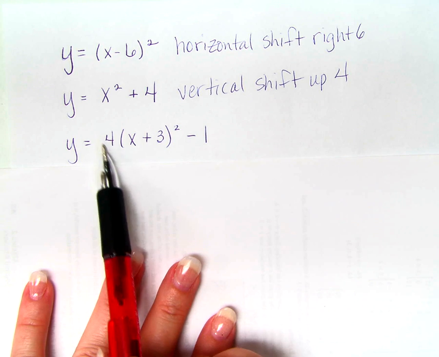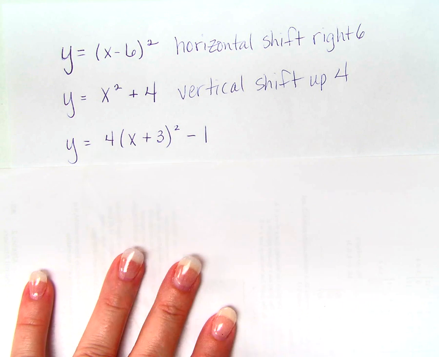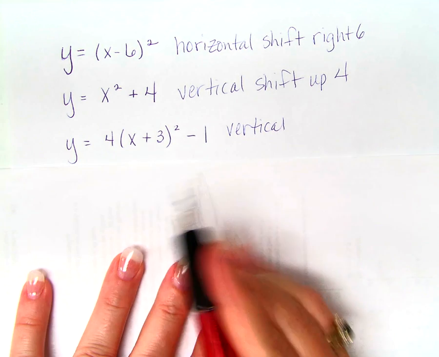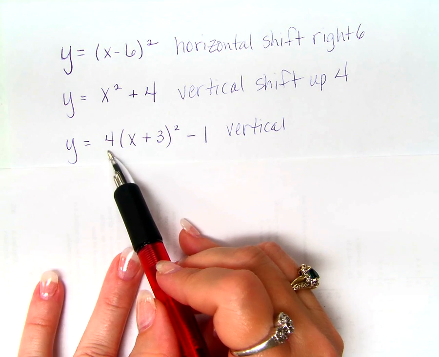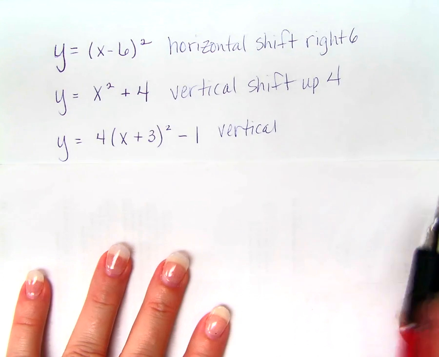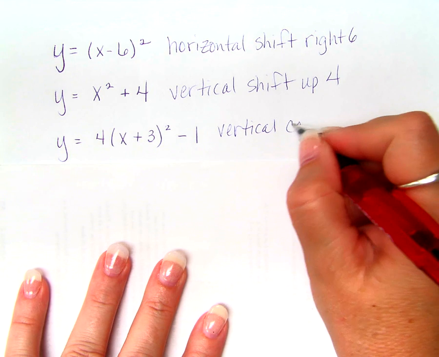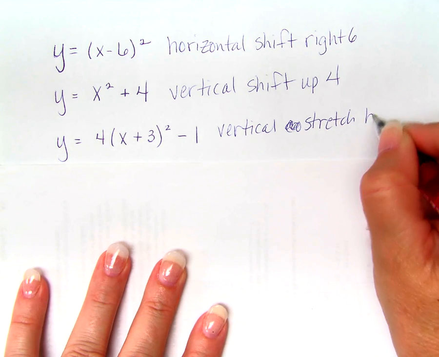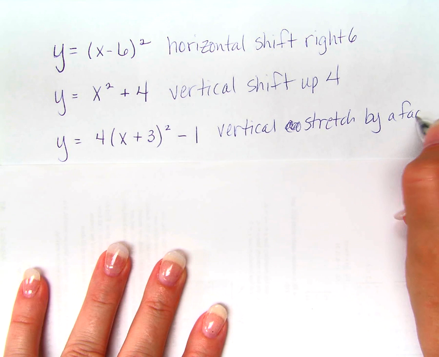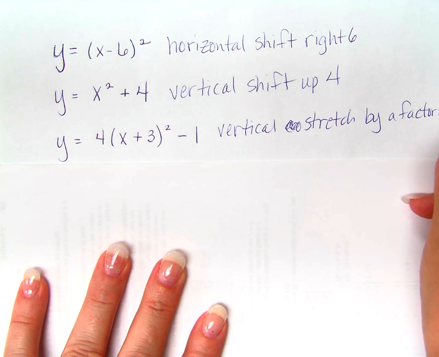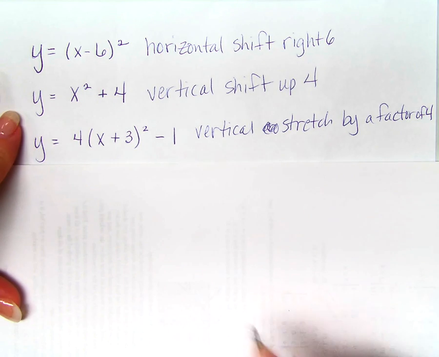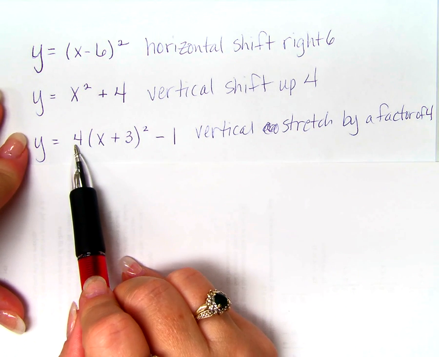Where there's a 4, it's on the outside of the main function. So that's going to be a vertical stretch or compression. Remember from the beginning of the year, this is greater than 1, so that's going to cause a stretch, and we say it's by a factor of 4. Okay? Going from left to right, we took care of the 4.